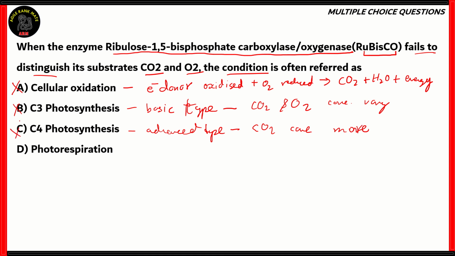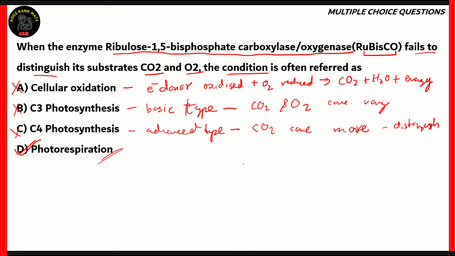Now, in both B and C, the enzyme Rubisco is present. However, in C4 photosynthesis, it distinguishes between CO2 and O2. So there's more CO2, so therefore Rubisco does not fail to distinguish it. In C3, there may be cases where it does not distinguish O2. However, those processes are called photorespiration and not C3 photosynthesis. So therefore, the correct answer is option D, photorespiration. In C3 photosynthesis, you do have cases where Rubisco fails to recognize its substrates. However, most of the time, CO2 is recognized.